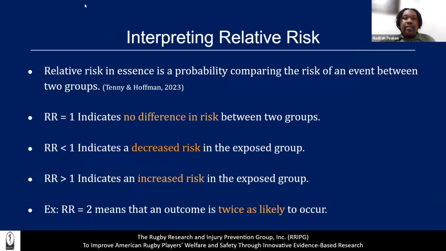So when interpreting relative risk, we know that relative risk is in essence a probability comparing the risk of events between two groups. A relative risk of 1 indicates no difference in risk between two groups. A relative risk that is less than 1 indicates a decreased risk in the exposed group. A relative risk that is greater than 1 indicates an increased risk in the exposed group. For example, a relative risk equal to 2 would mean that an outcome is twice as likely to happen.